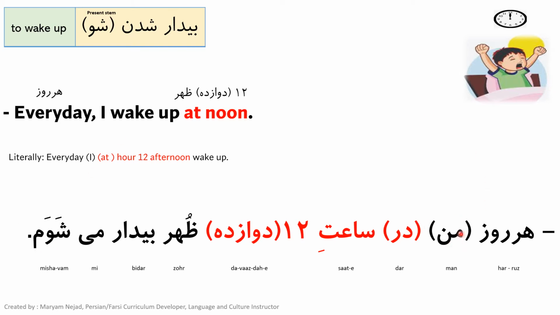Again, man is in a bracket. We don't need to have it because it's implied in the conjugation. And also dar again is in a bracket too. We don't need to say it. In the informal language, I would pronounce the sentence a little bit differently because mishavam in the spoken informal language becomes misham. And also I don't need to say man and I don't need to say dar. So I would say something like هر روز ساعت 12 ظهر بیدار میشم.